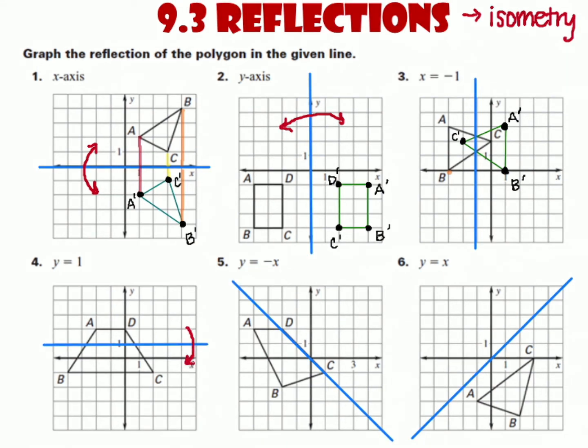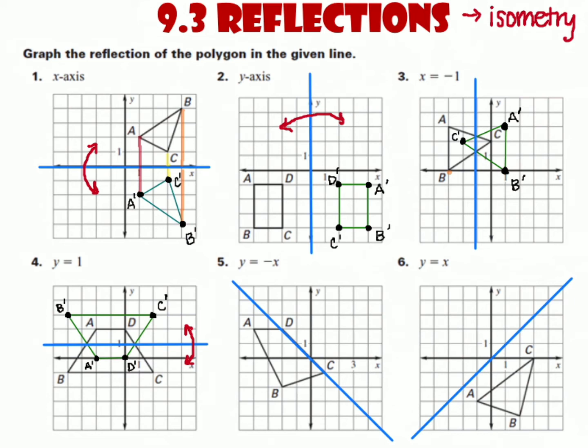Number 4, we have another reflection that's going to go sort of up and down. We'll start with A. A is 1 above the line, so it will reflect 1 below the line. B is 2 below, so when it flips, it'll wind up 2 above. Same thing for C. And then D is 1 above, just like A, so it'll flip 1 below, just like A prime. And you can sort of picture that matching up if you fold it along the blue line.